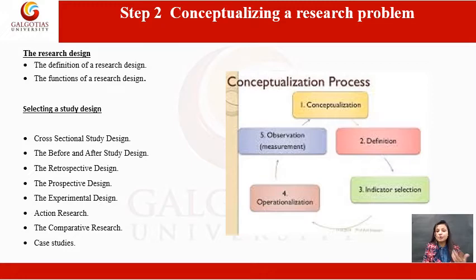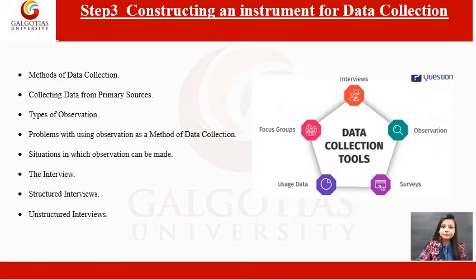Comparative research, we have to compare, and in case study we have to do some case study. So this is conceptualizing our research problem. That is conceptualization, observation, definition, indicator selection, and operationalization. So in this we have discussed what is research design, its functions, and how to select the study design.